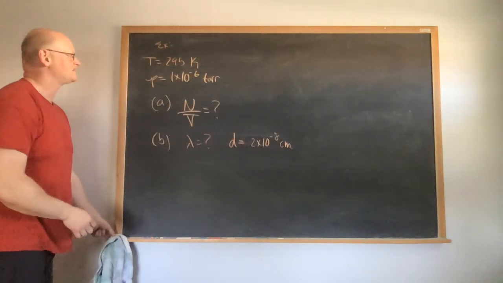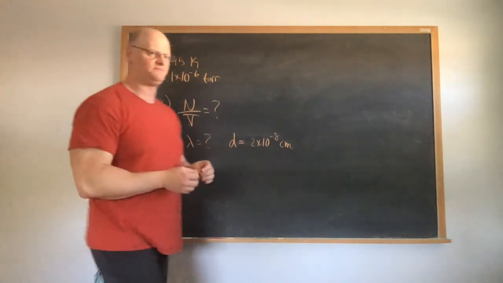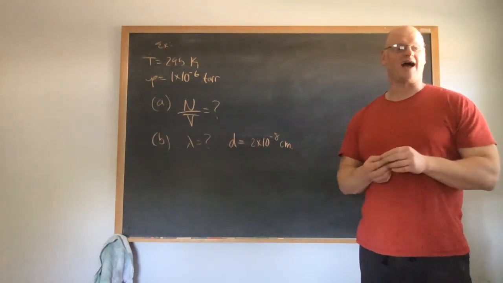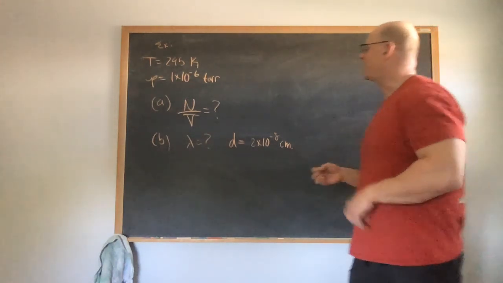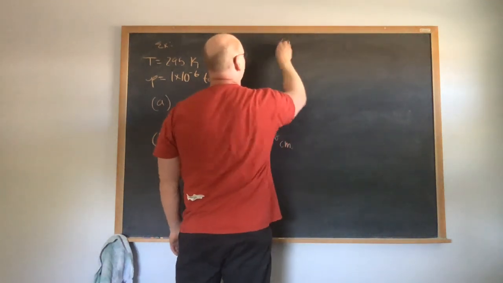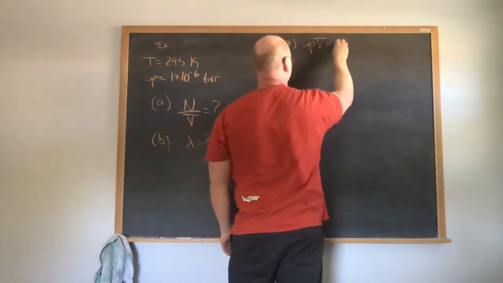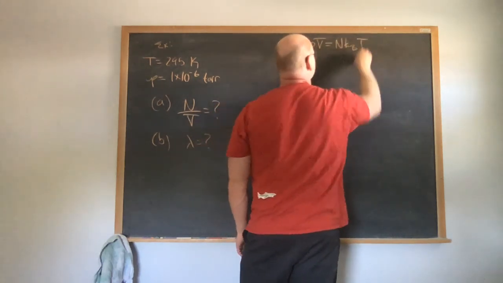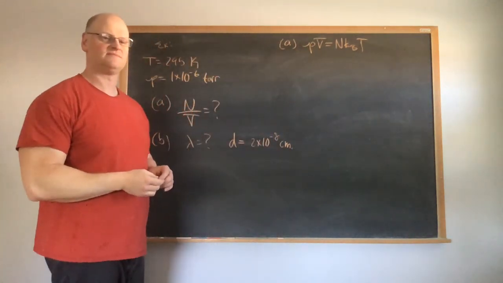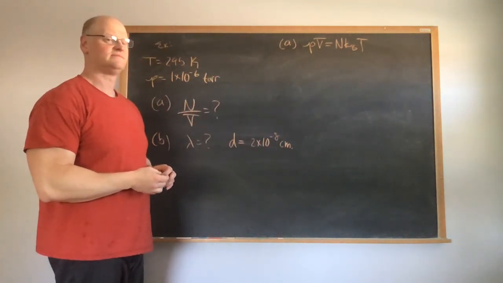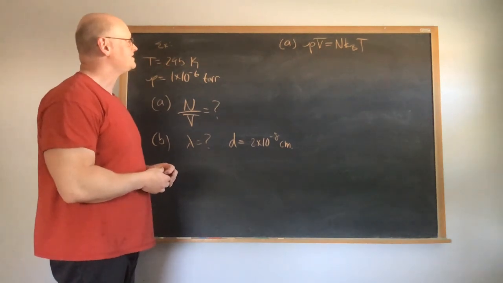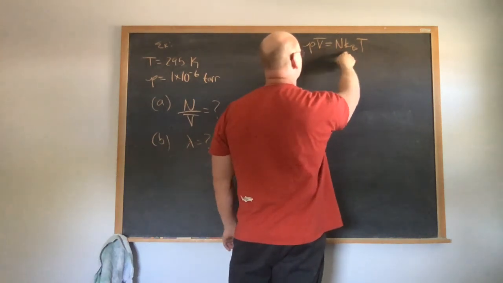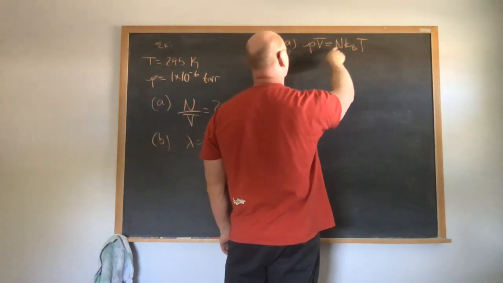All right, so let's look at what we've got. What we know is the ideal gas law. From the ideal gas law, for part A, we have the pressure times the volume equal to the number of molecules times k_B times T. In this case, we want to know the value per molecule, so we're looking for this particular value. From here, we can solve for N over V.